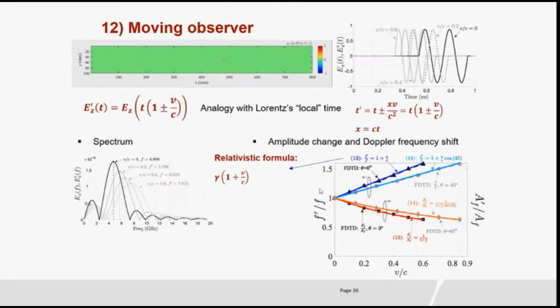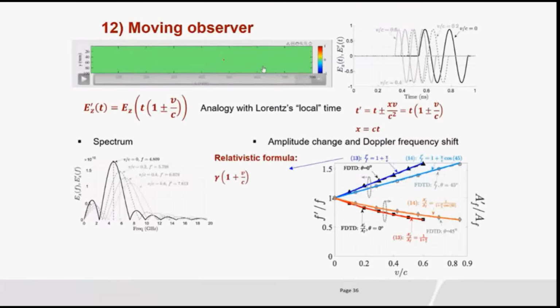Now, if you analyze how the frequency is changing, this is the spectrum, this is in time domain, and this is in frequency domain. If you analyze how the frequency is changing, you will find that f prime over f equals 1 plus v over c in one direction. In the other direction, it will be 1 minus v over c. That's for different v over c here.